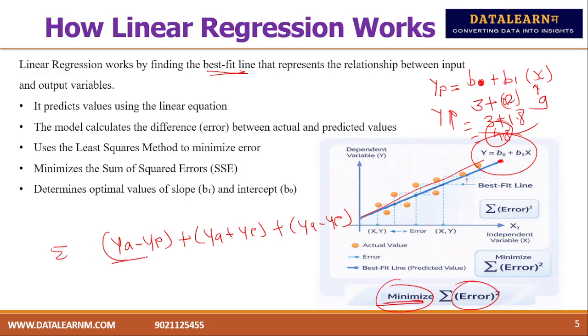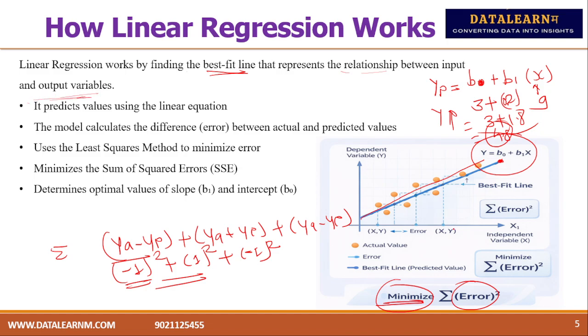Sometimes the error may be -1, then +1, then -1, correct? So to avoid the sum becoming 0, for example -2 and +2 becoming 0, the square is taken into consideration. So the difference of squared error is taken into consideration to get the best fitted line that represents the relationship between the input and output variable.